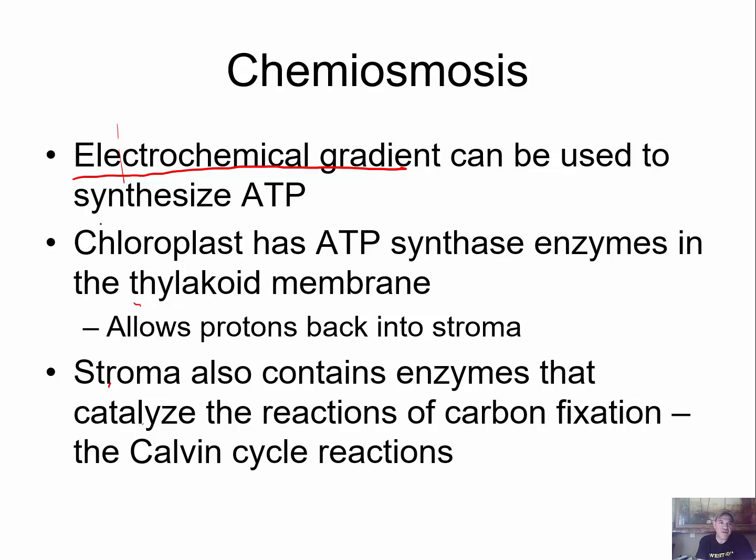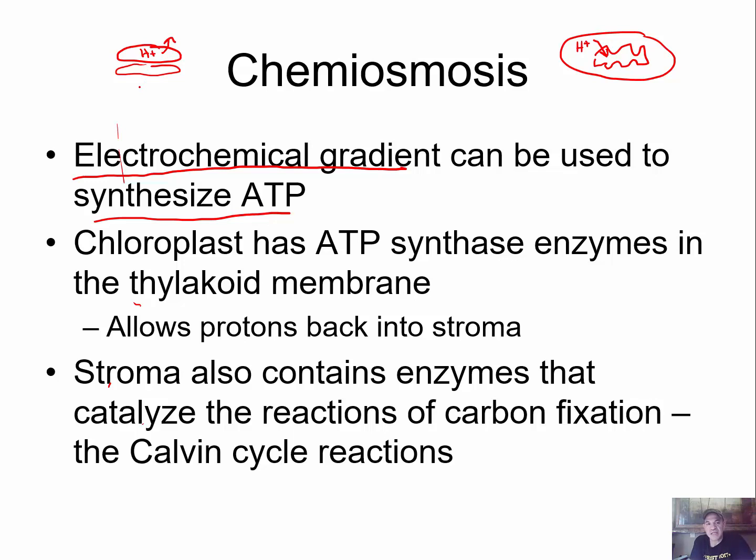So that potential energy can be used to help us synthesize ATP. This is no different than what we saw in the mitochondria. The only difference here is in the mitochondria, we had a buildup of protons in the intermembrane space, and they went back into the matrix. Here, if we look at a thylakoid, the protons are built up inside the thylakoids, and they move out down their concentration gradient instead. But that energy is still used to create ATP.